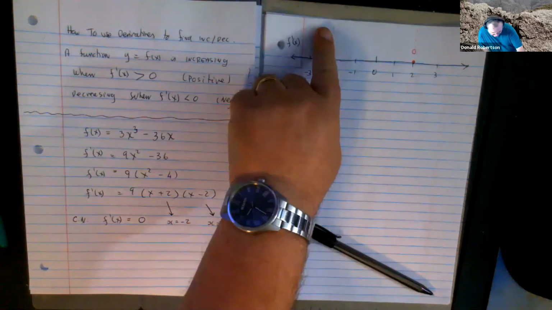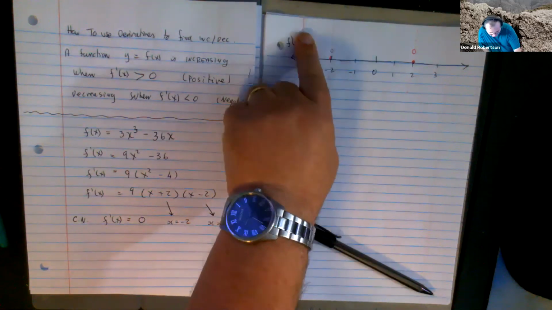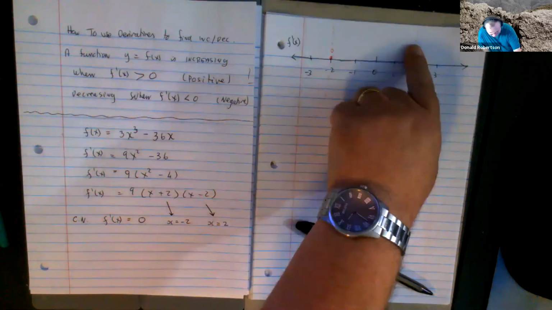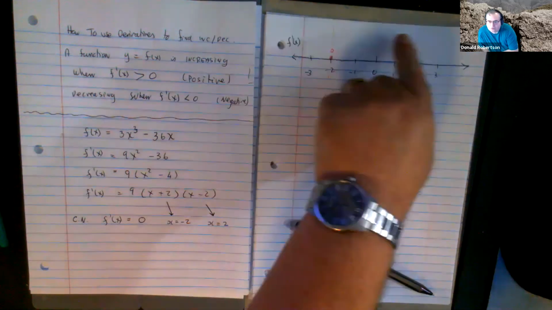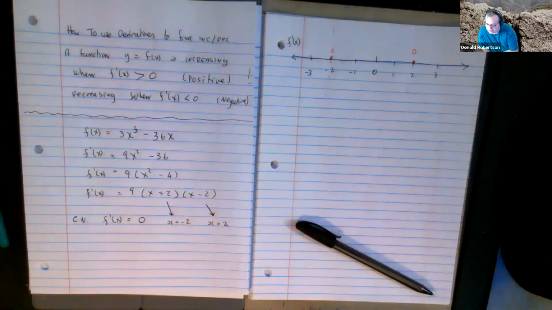Values of x less than -2, values of x between -2 and 2, and finally values of x greater than 2. And inside each of these regions, the function will only be increasing or decreasing. It won't be sometimes one and then the other, and the argument's going to be something like this.